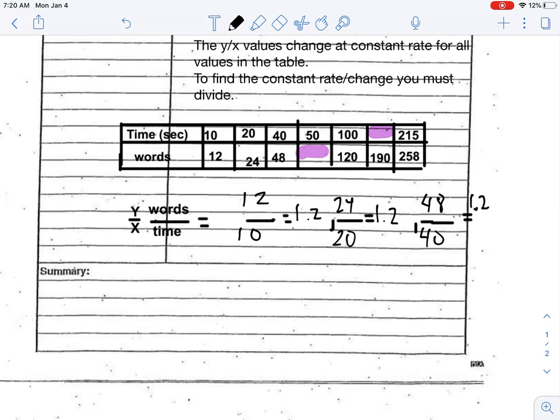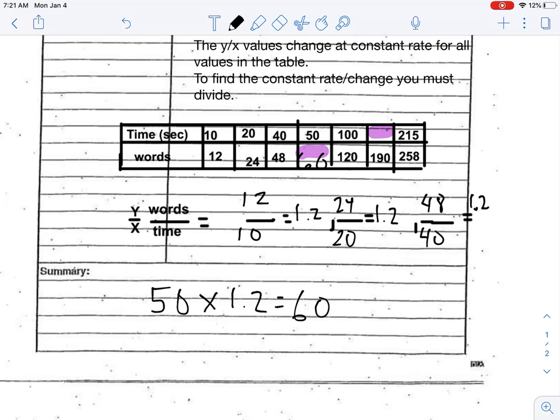Now, we have to figure out the values that are missing. We know that if we do 12 divided by 10, we get 1.2. So what could we multiply 10 by, 1.2, to get to 12? In this case, we have 50. So we're going to multiply that by 1.2, and you get 60. So you plug 60 in there, and you can check that by doing 60 divided by 50, and you get 1.2, so we know that that value is correct.